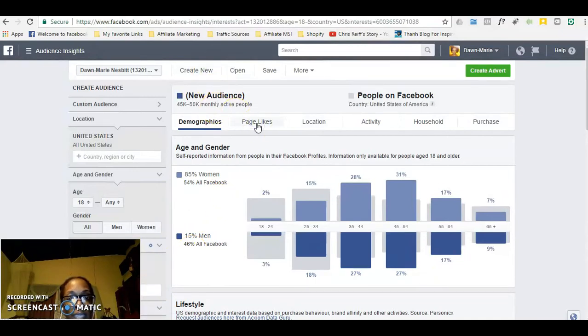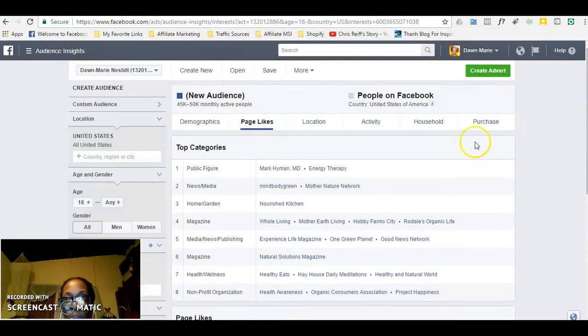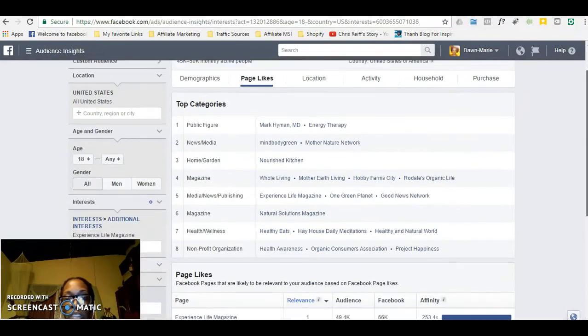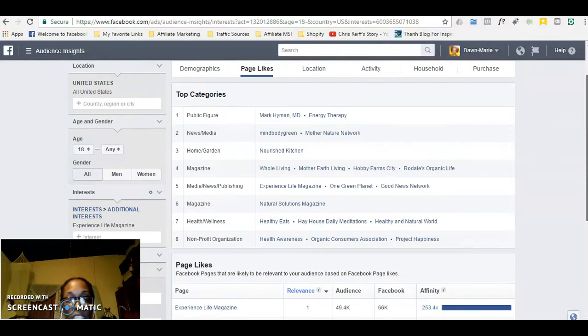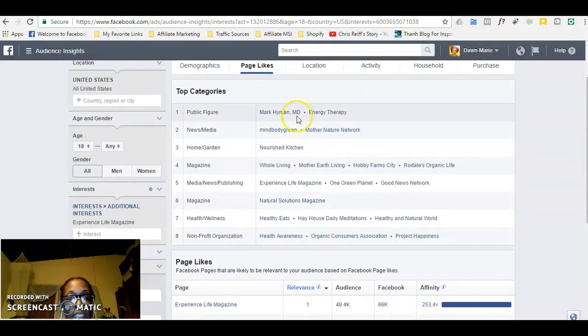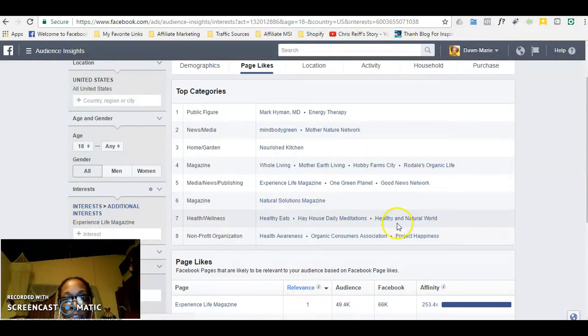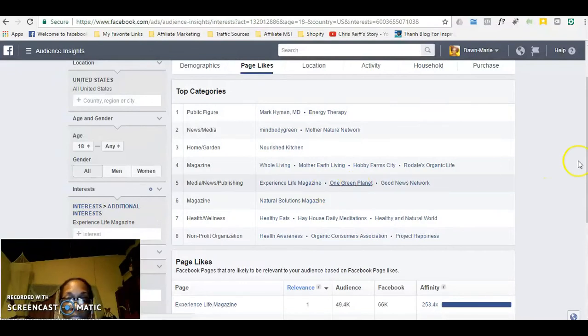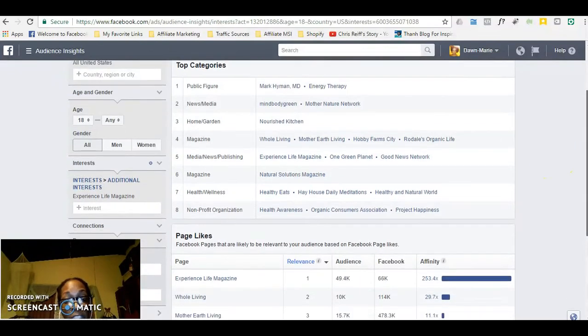And then what I look at is the page likes. So you need to determine whether or not this is an interest that you should go after. These categories should also be in the same interest. So you have Healthy and Natural World, you have Rodale's Organic Life, Hobby Farms, City, Natural Solutions Magazine, Healthy Eats. So this is a very good interest that I would start with and use as one of the ones that I'm going to target when I start doing my Facebook ads.